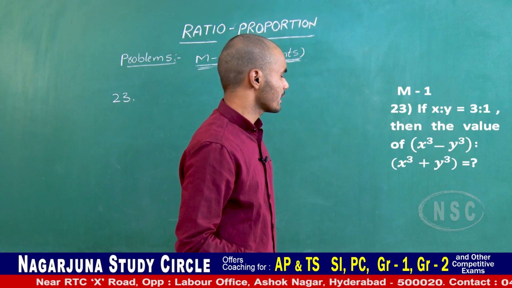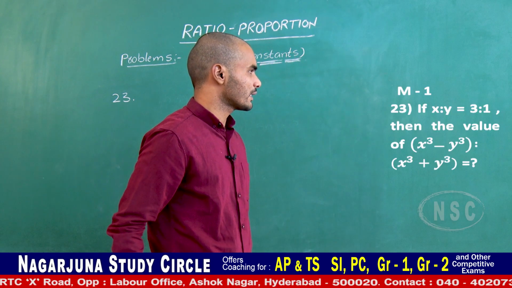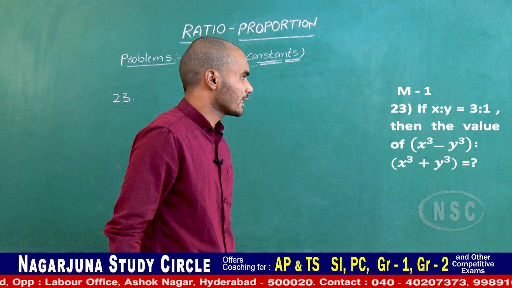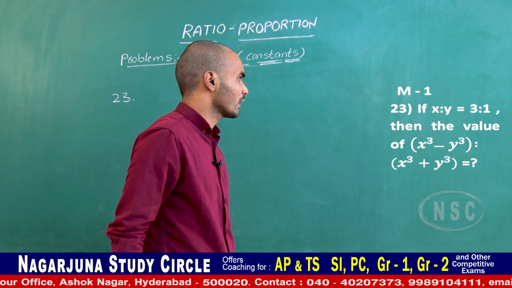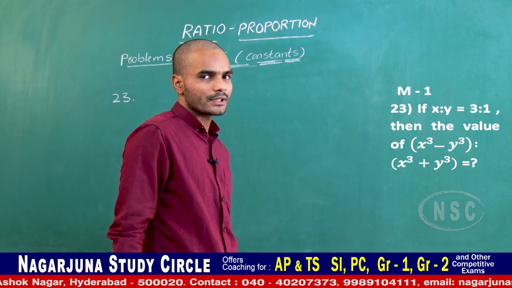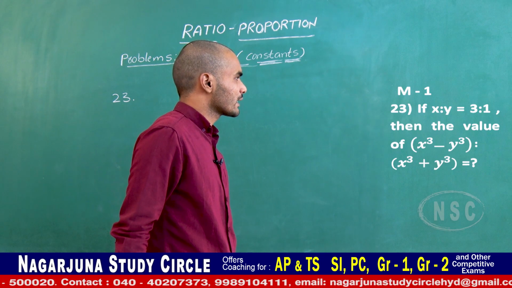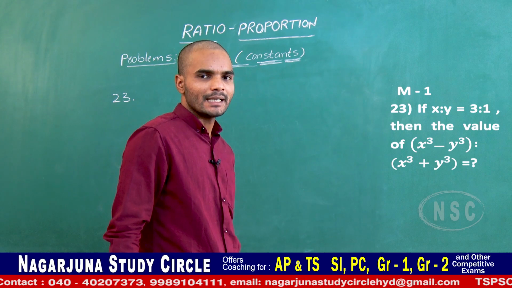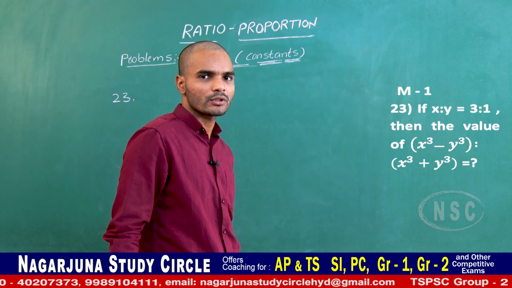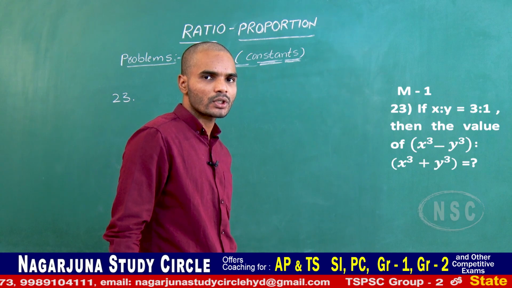Okay, next question number 23. The given question is x is to y is equal to 3 is to 1. Then find x cube minus y cube is to x cube plus y cube is equal to question mark.